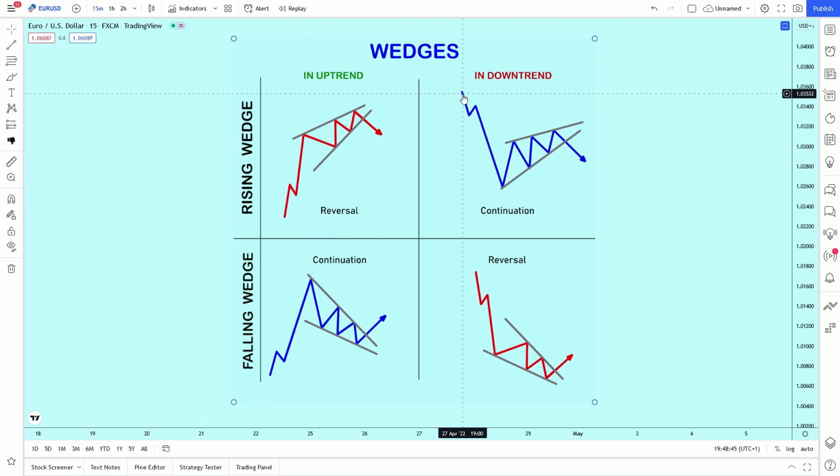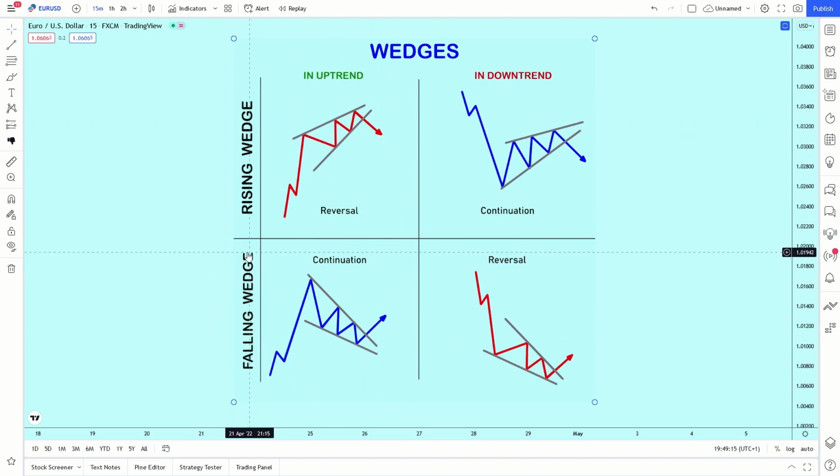If it occurs after the downtrend, then we expect price to continue to go down, break this downtrend line and go down. That's why this one is considered a continuation. But here we also expect price to break this downtrend line and go down, but this time it is a reversal because price here went up and then we expect it to go down, to reverse.